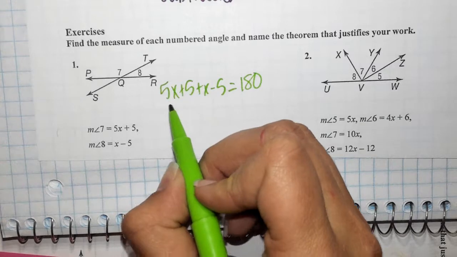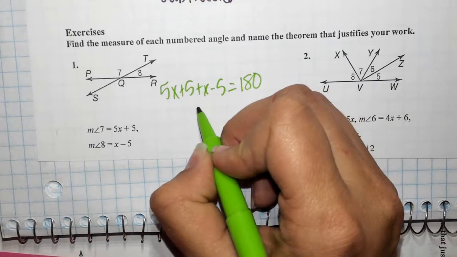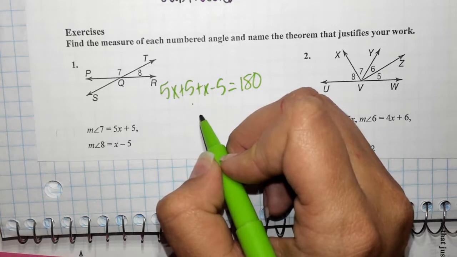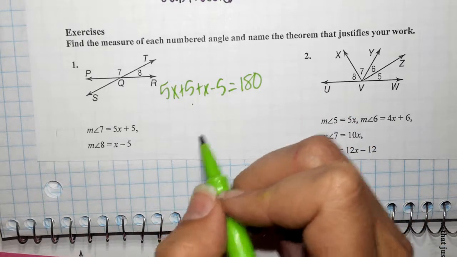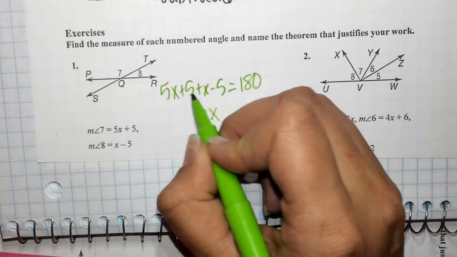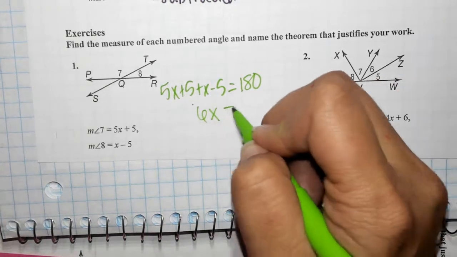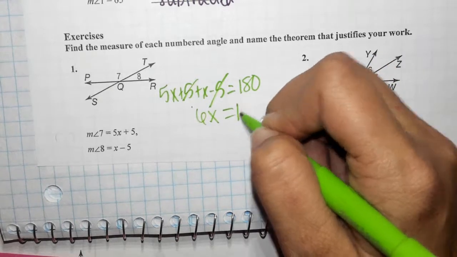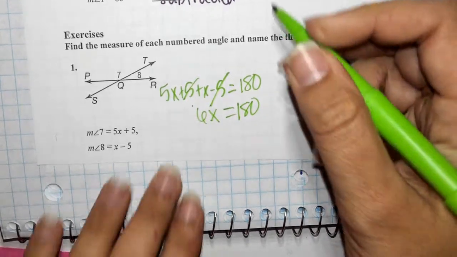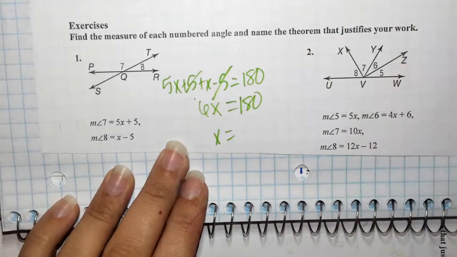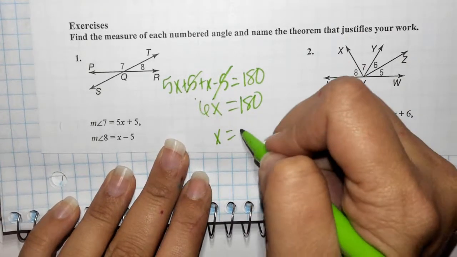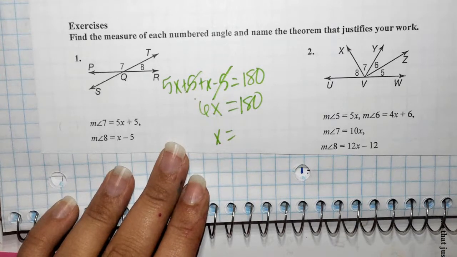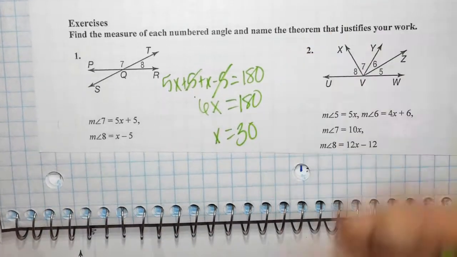Alright, now, what's 5x plus x? Can we say that a little faster? And what's 5 minus 5? 0. Those cancel and die. And what do we do with the 180? Bring it down and then we divide it by 6. What is 180 divided by 6? 30.